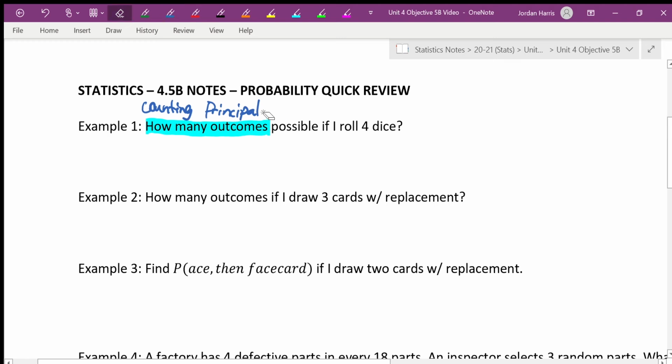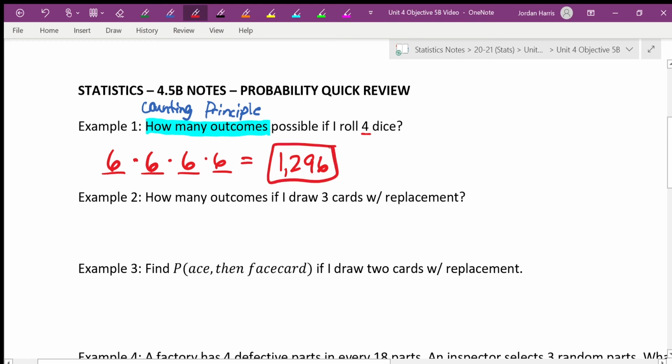Oh, that's the wrong principle. There we go. So how many outcomes possible if I roll 4 dice? So if I have 4 dice, that means I have 4 categories or things that I'm going to be dealing with. So 4 blanks. And then on those blanks is how many outcomes I have from each thing. So if it's a die roll, I have 6 times 6 times 6 times 6, because each die has 6 sides, so I have 6 options. So I multiply those all together, and I get 1,296. And there it is.